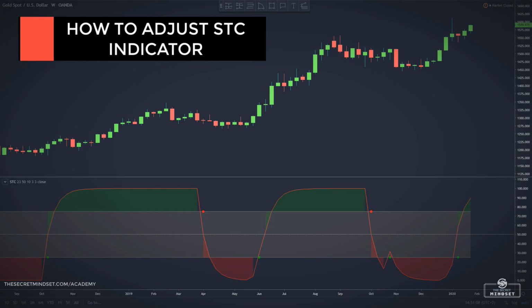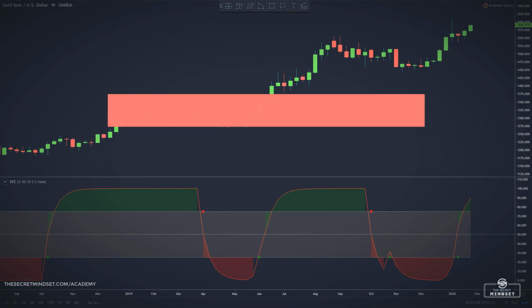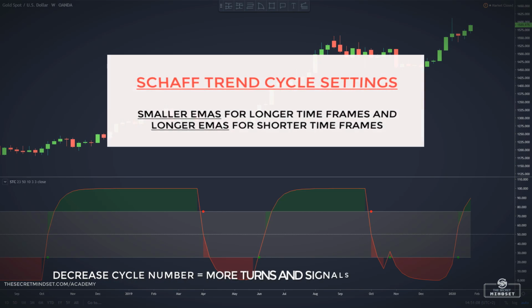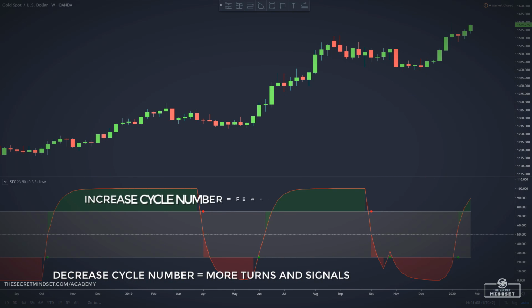Settings can be adjusted according to various timeframes. For example, Schaff recommended you try smaller EMAs for longer timeframes and longer EMAs for shorter timeframes. The smaller the number used for cycles, the more turns you will witness, while the higher numbers will forecast fewer turns with more cycle accuracy. What you want from your adjustments is for the signal line to perfectly follow prices and candles.